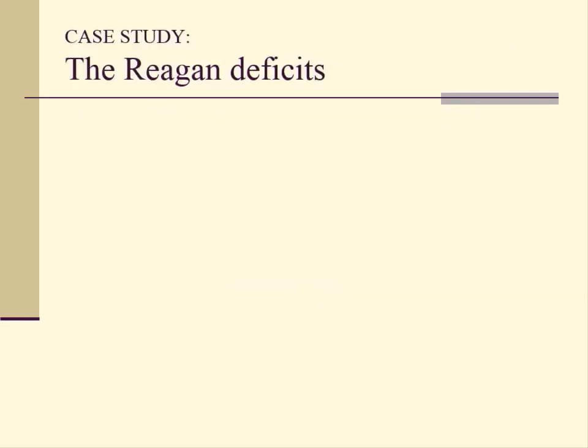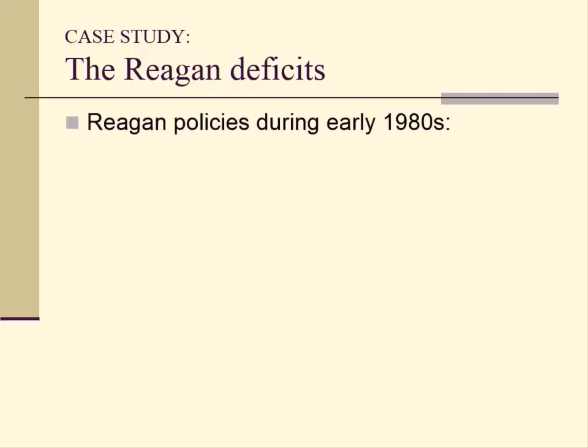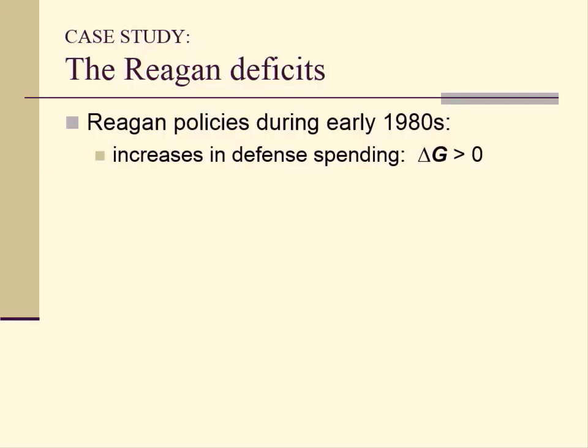Now let's look at a case study to reinforce what we've just learned. Let's analyze the Reagan deficits with our model. Reagan's policies during the early 1980s consisted of two things in terms of tax policies and government spending. One, an increase in defense spending. They were fighting the Cold War against the Soviet Union, and there was a huge amount of defense spending during the early 1980s.